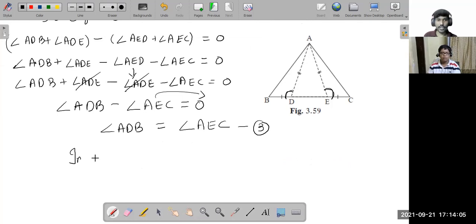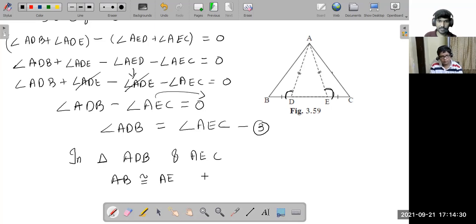Now you look in triangle ADB, that's the side one, and AEC. In these two triangles, first we can see AB congruent to AE. This is given.